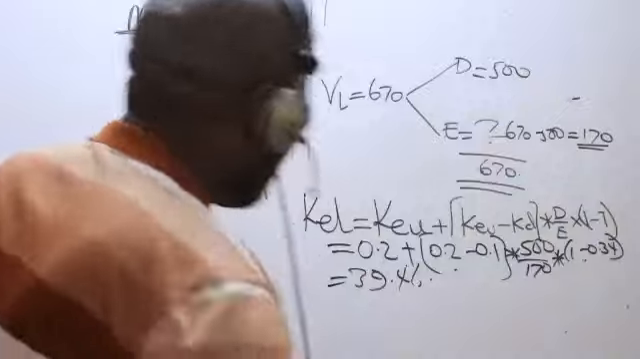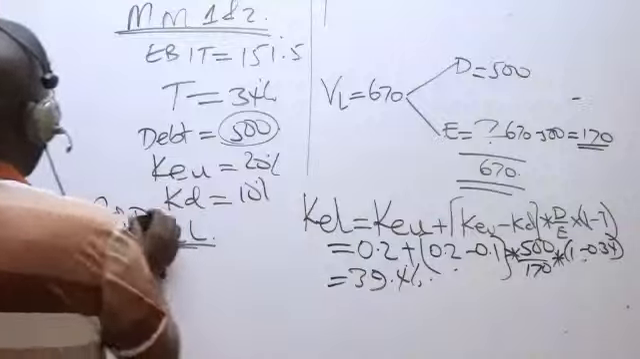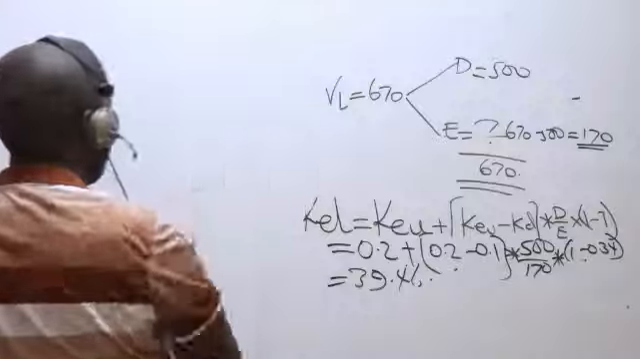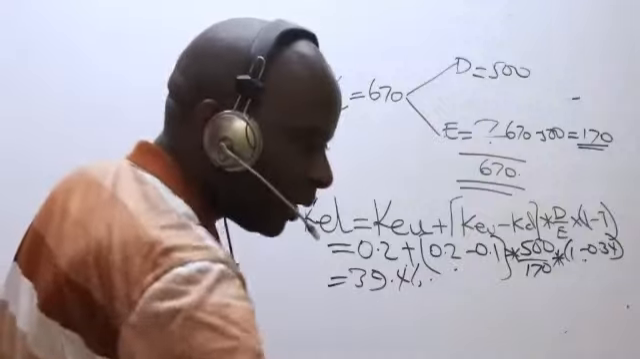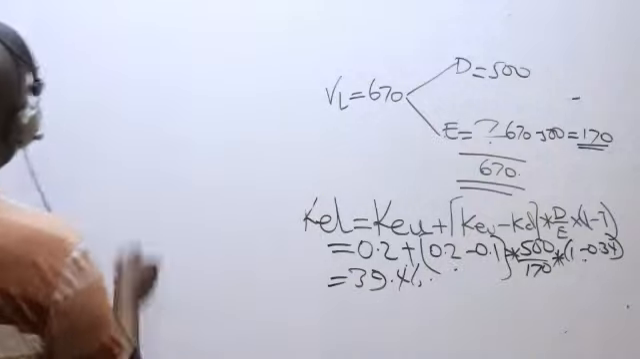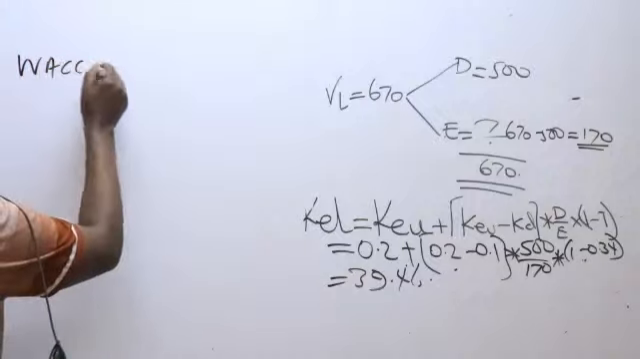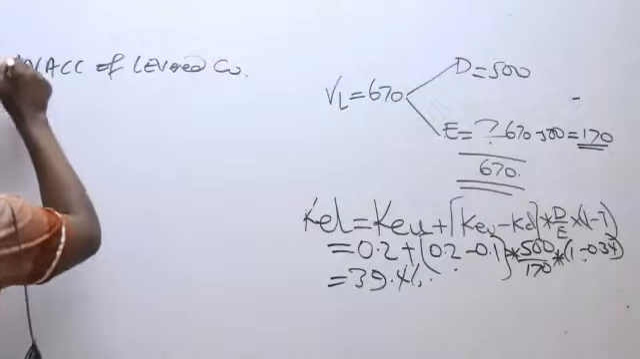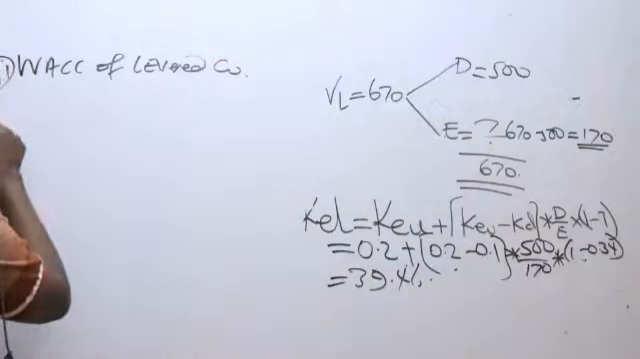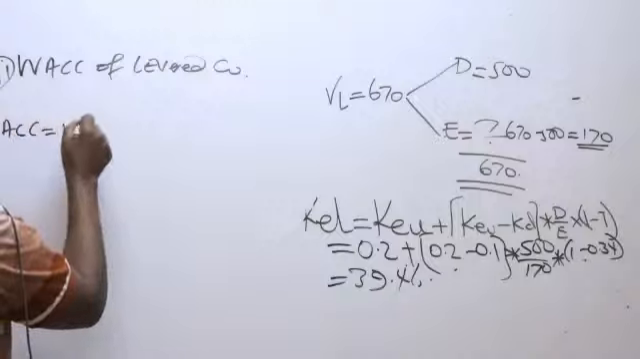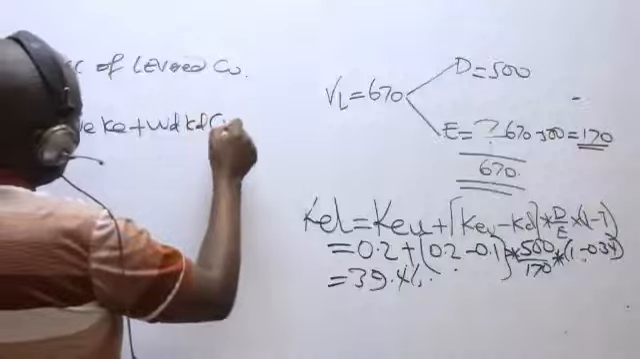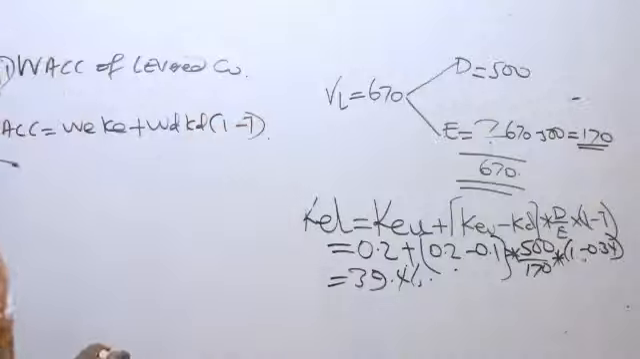The last one, WACC of the levered organization. So WACC of the levered company. This is number 3. So of course we know that WACC equals weight of equity times cost of equity, plus weight of debt times cost of debt, into 1 minus what here? 1 minus tax. All right.